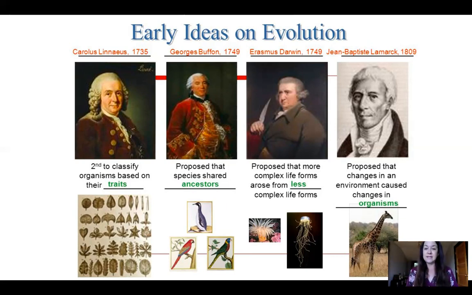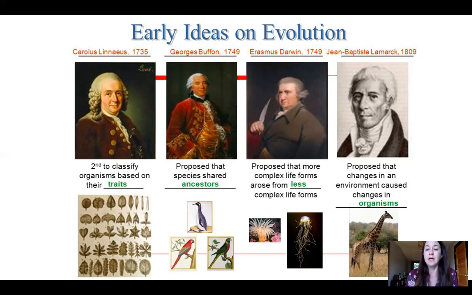Erasmus Darwin in 1749, I believe that was Darwin's grandfather, proposed that more complex life forms arose from less complex life forms. This is looking through the fossil record that they had available at that time and noticing that as time progressed, you went from more simple organisms like trilobites to more complex organisms over many, many, many years, when we start to look at the arrival of things like mammals.